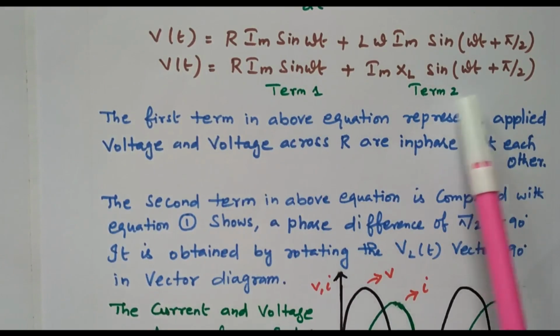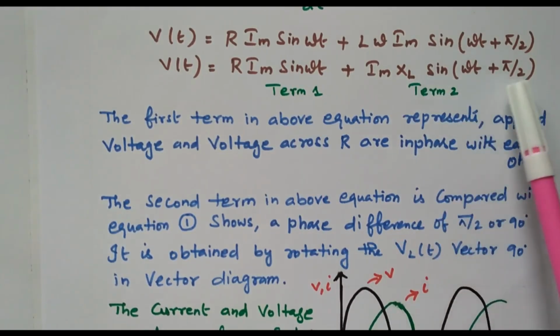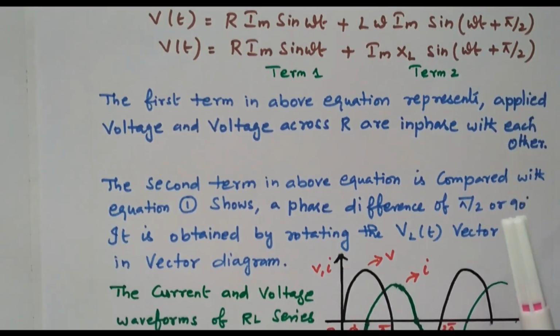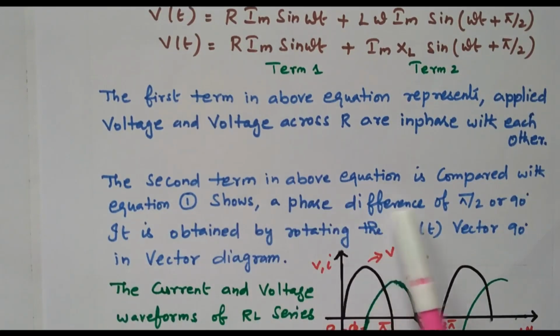But in the case of the second term, the voltage across the inductor, we have omega t plus pi by 2. The plus pi by 2 is available. So the second term in the above equation is compared with equation 1. The phase difference of pi by 2 or 90 degrees is available. There is a phase difference of pi by 2 or 90 degrees between this voltage and current. So it is obtained by rotating the VL vector 90 degrees in the vector diagram. So due to that only we are getting the 90 degrees. The voltage across the resistor and voltage across the inductor differ by 90 degrees. So that is indicated by this equation.